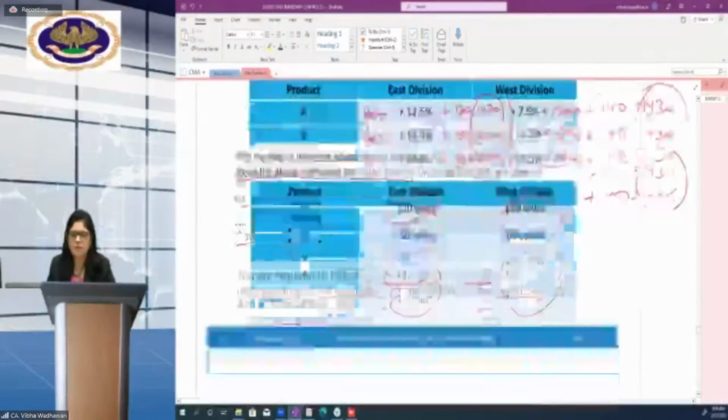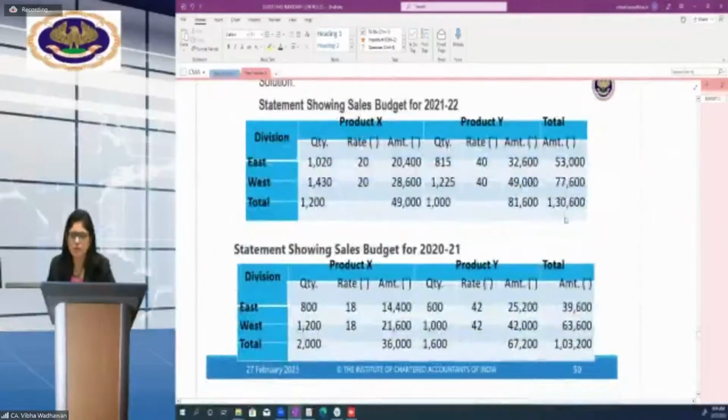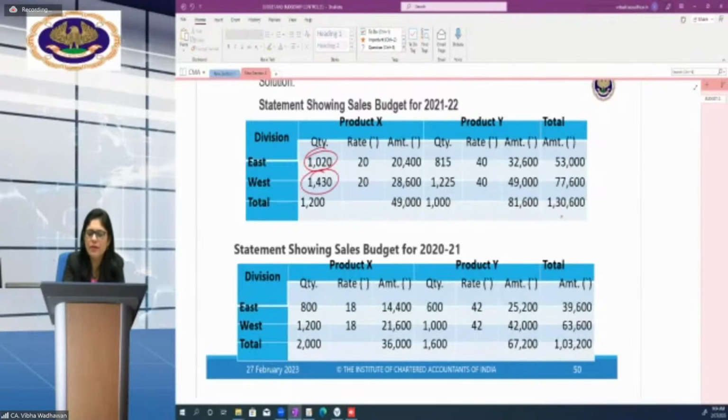Let me see if we have the solution also. Yes, there we go. We have the quantity and the units. If you can see, new units which we have calculated for X and Y for East and West division and the new rate. That is how we have made the sales budget for 21-22, which is comparatively easier than the other budgets. You just need the quantity, the revised sales units, and the selling price you already have.